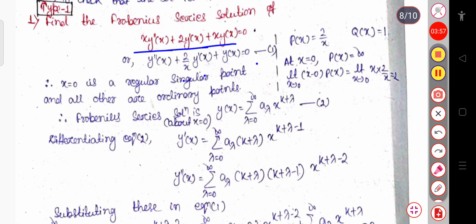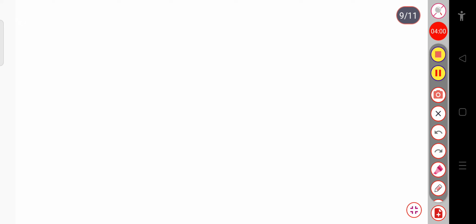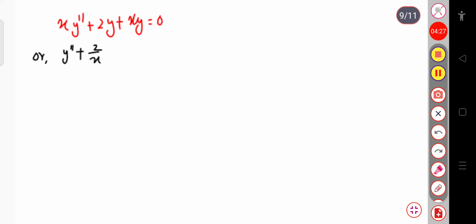Let me solve this so that it will be better for you. The question is x y double prime plus 2y prime plus xy equal to 0. Now here we will divide by the coefficient of the highest order term, that is y double prime, whose coefficient is x. So now this will be y double prime plus 2 by x into y prime plus y equal to 0, because x by x is 1.